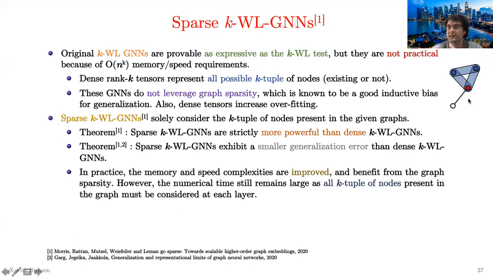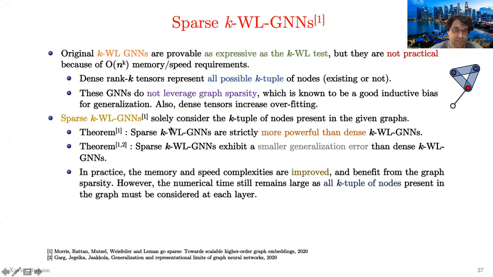It's an important idea, because you want to use the sparsity of your graph, and sparsity is a very good inductive bias. If you look at molecular graphs, the way that the atoms are connected to each other is the sparsity of your graph, the topology of your graph, and you don't want to use non-existent connections between the nodes. So for generalization, this is something very important.